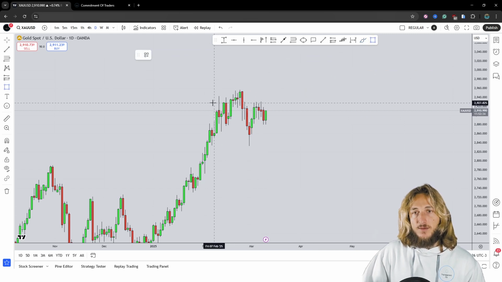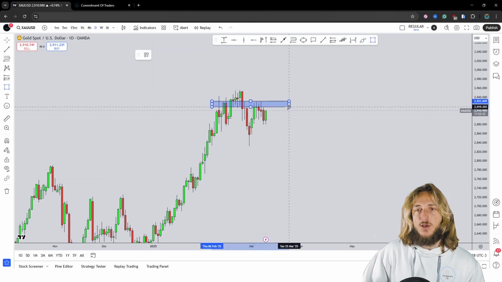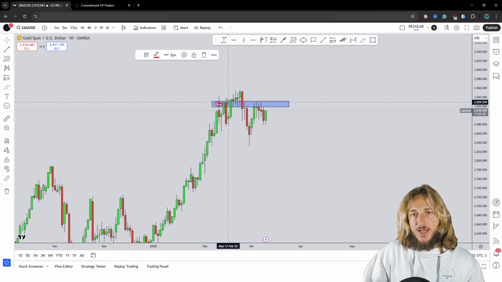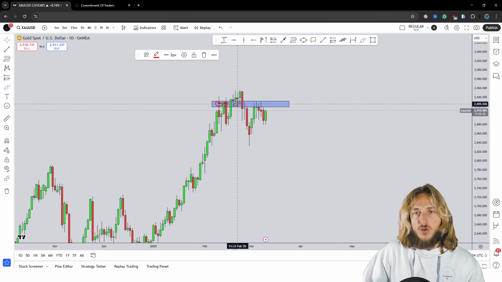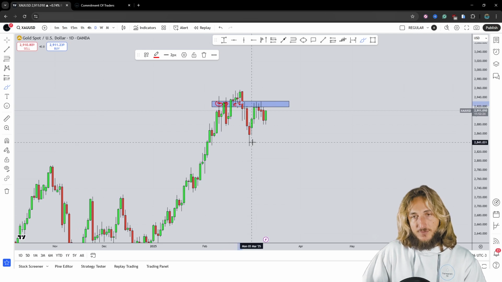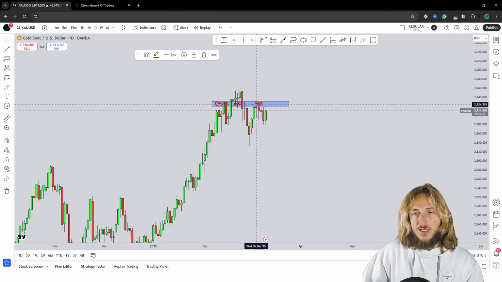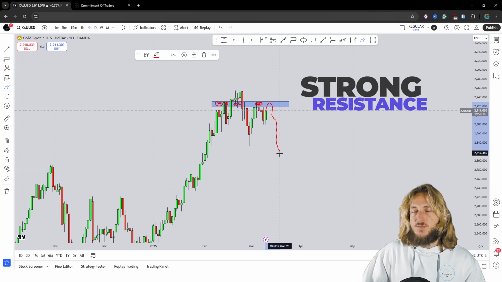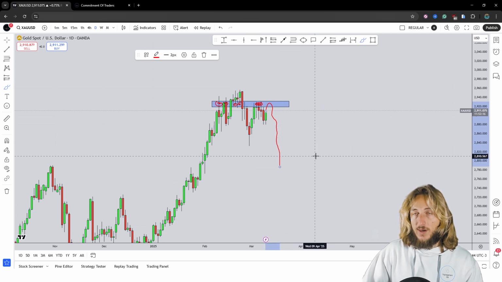And the level that I will be paying close attention to is this one here. This is the previous level of daily resistance that, after the market broke it to the upside, was turned support. And after the break to the downside, this level is currently acting as resistance. Now, until the market remains below this level, this market can easily continue lower.